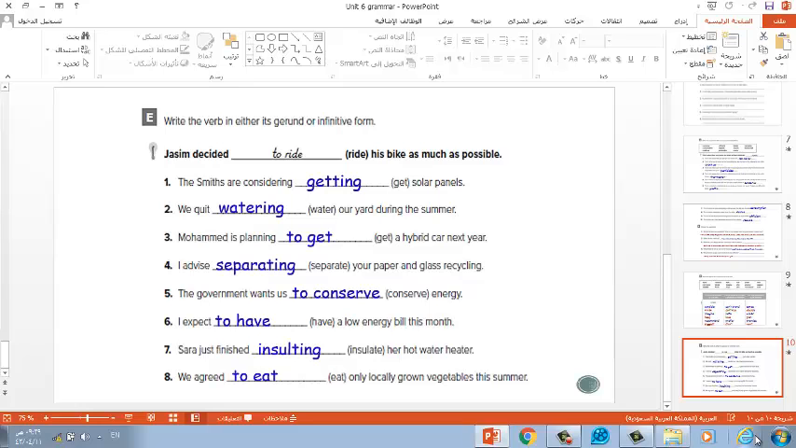Muhammad's planning to get a hybrid car next year. Planning to do something. I advise separating your paper and glass recycling. The government wants us to conserve energy. I expect to have a low energy bill this month. Sarah just finished insulating her hot water heater. We agreed to eat only locally grown vegetables this summer.